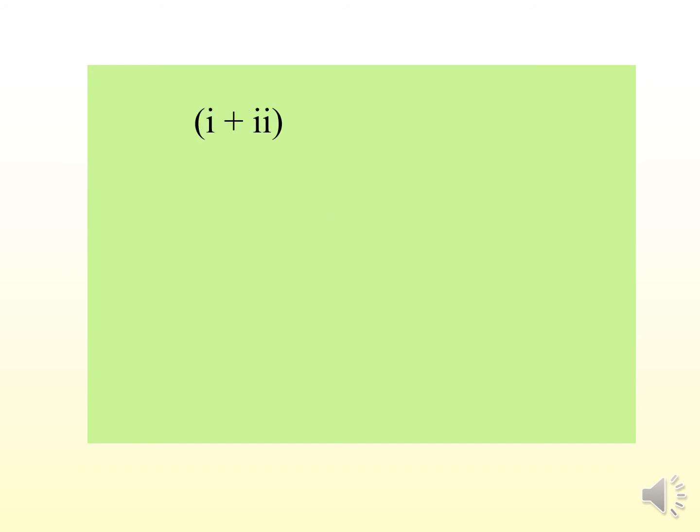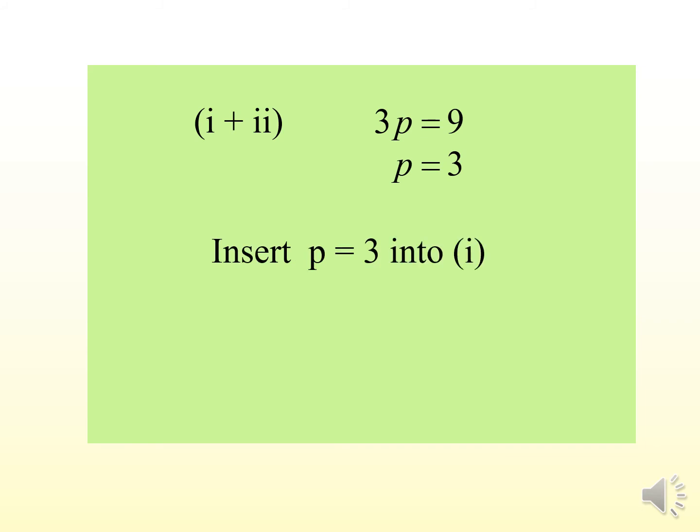Now you have two equations. p minus q equals 2, first equation. Second equation is 2p plus q equals 7. So this is a simultaneous equation. By using substitution or elimination technique, you can get p equals 3 and q equals 1.